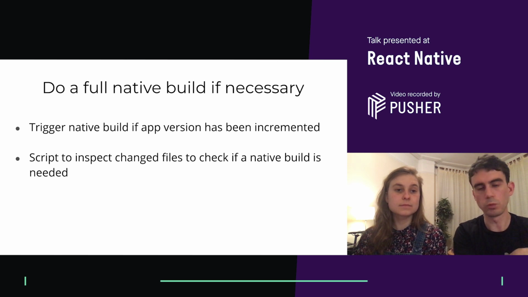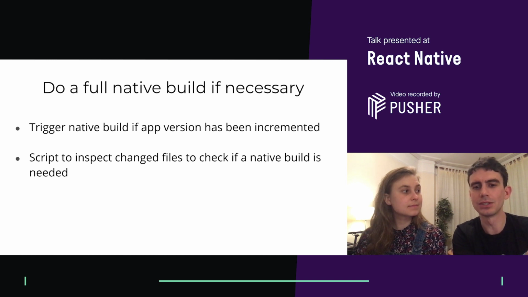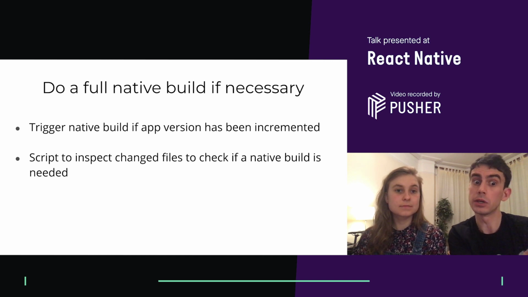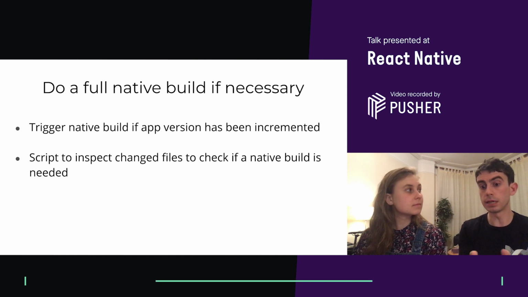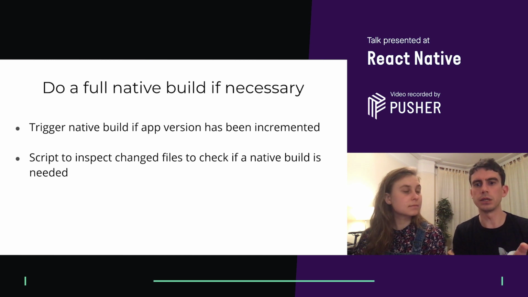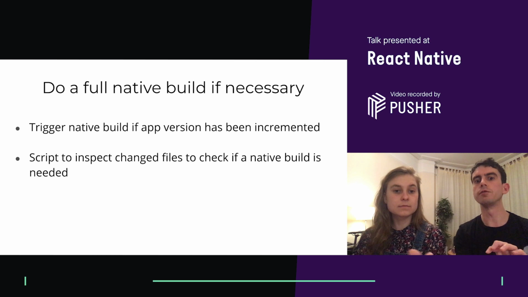There's one extra bit of technical detail. Sometimes you do need to make native changes, which require a full build that you can't just deploy through Code Push. We've got some logic around how we handle that. We see if the app version has been incremented. If it has been, we do a native build. And we've got some scripts to help you check, like if you've changed certain files, then it says the app version should have been incremented. So it expects a native build in certain cases.